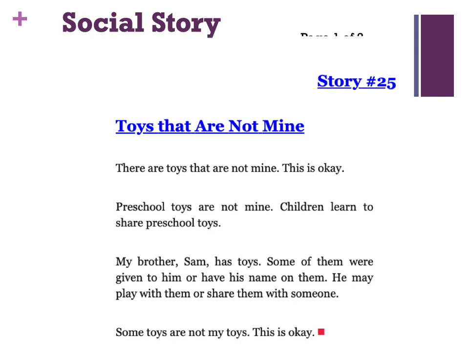Let me show you an example of a social story. The title is Toys That Are Not Mine. There are toys that are not mine. That's okay. Preschool toys are not mine. Children learn to share preschool toys. My brother Sam has toys. Some of them were given to him or have his name on them. He may play with them or share them with someone. Some toys are not my toys. This is okay. So you can talk about sharing, and they can play with the toys with others.